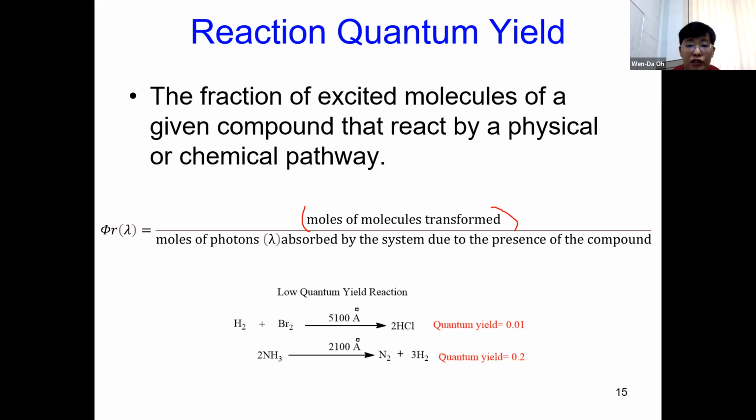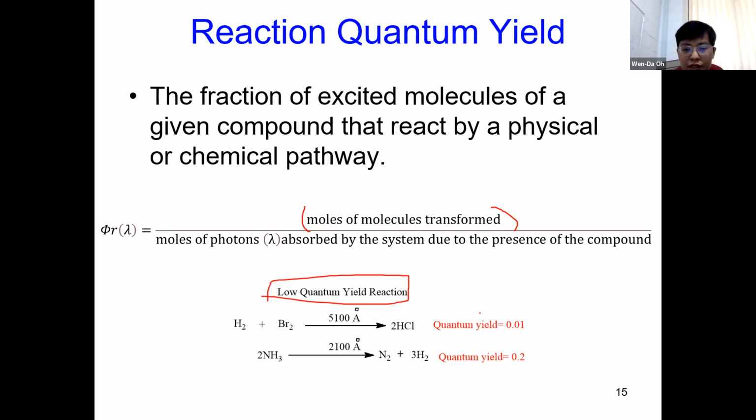So the higher the ratio, the more likely the molecule is to be transformed into something else. Or in other words, the higher the ratio, the more molecules have reacted, right? So sometimes you have low quantum yield.